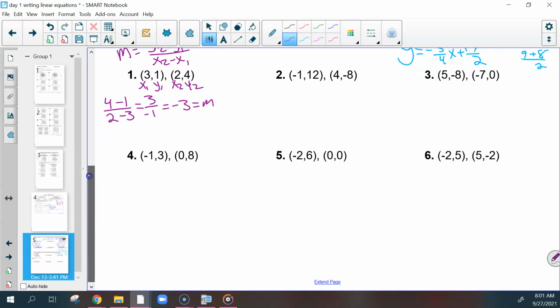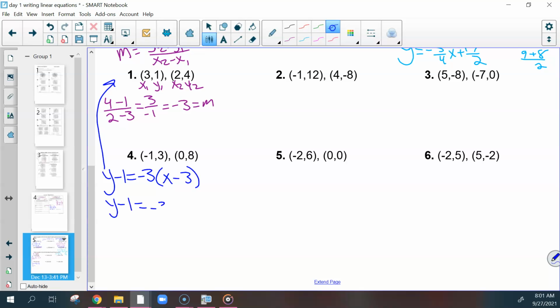I'm going to show you that both work. So using the first point, you have y minus 1 equals negative 3 times x minus 3. Distributing, we get negative 3x. And add 1 to both sides.